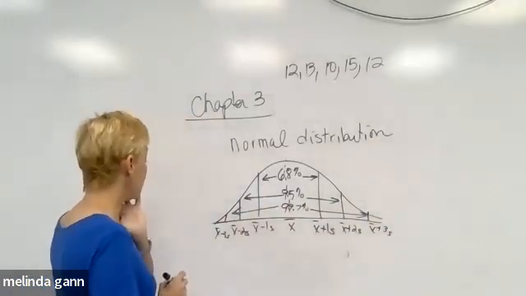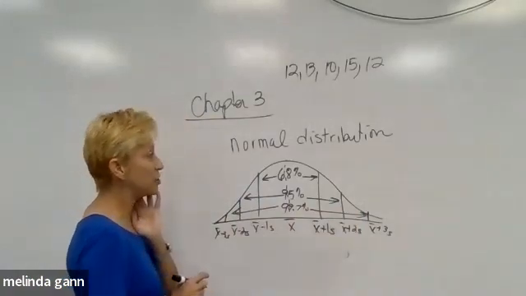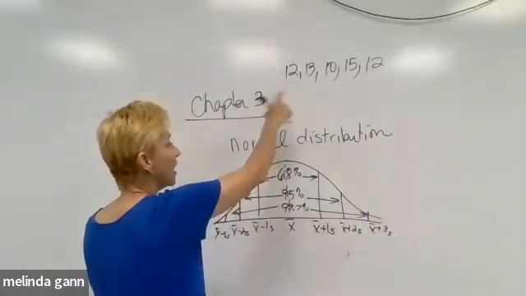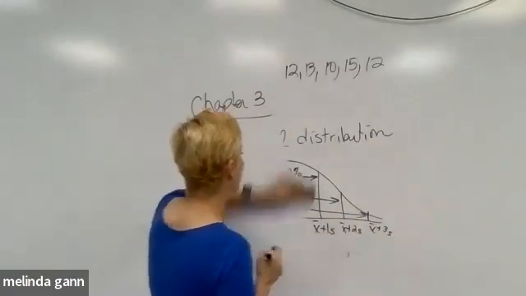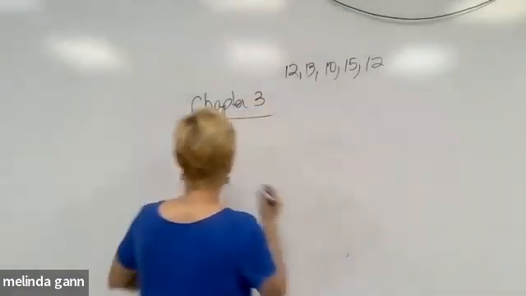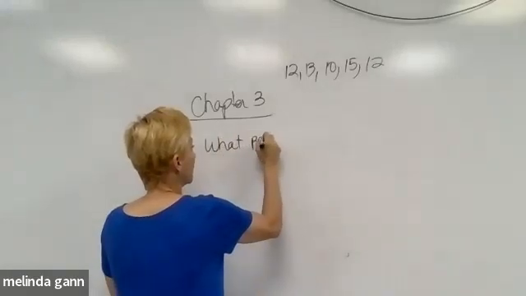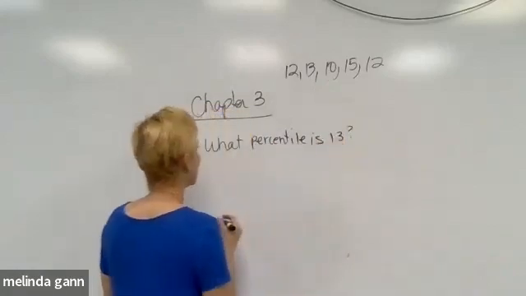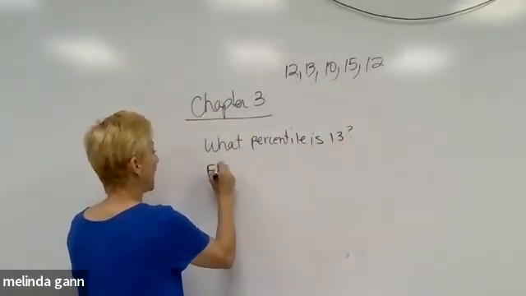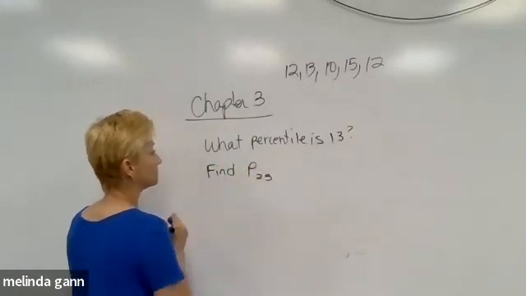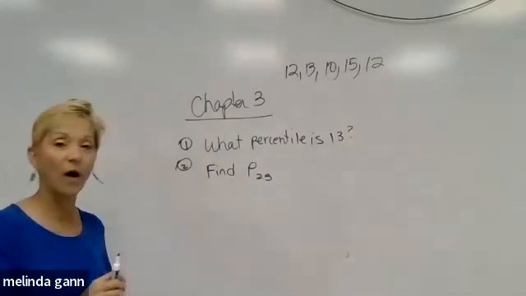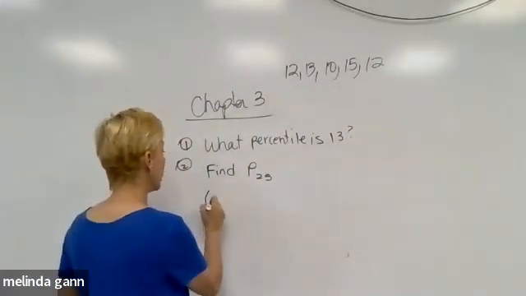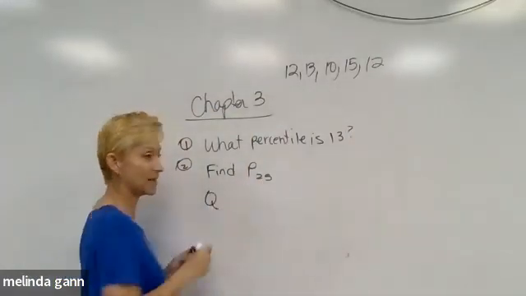Okay. The other thing you've got to do besides z-scores, you've got to be able to do percentiles. So I might give you a list of numbers and I might say something like, what percentile is 13 in that list, or I might say, find P25. Okay, so those are two different kinds of questions that I would expect you to be able to do with percentiles.